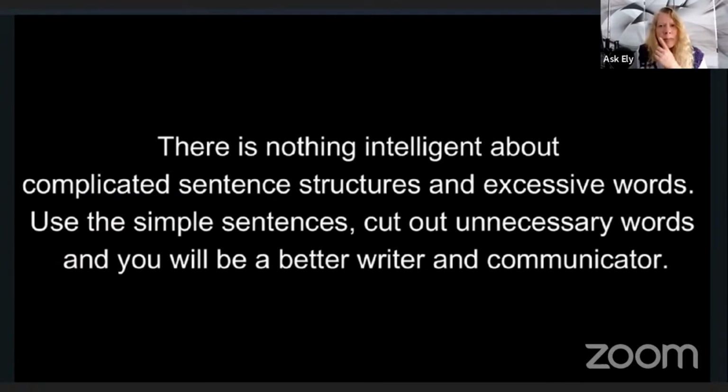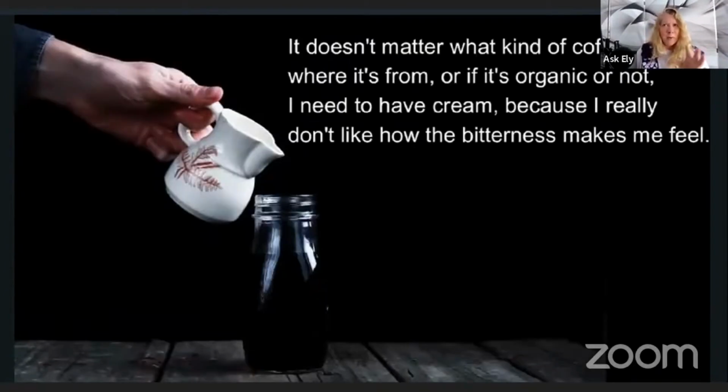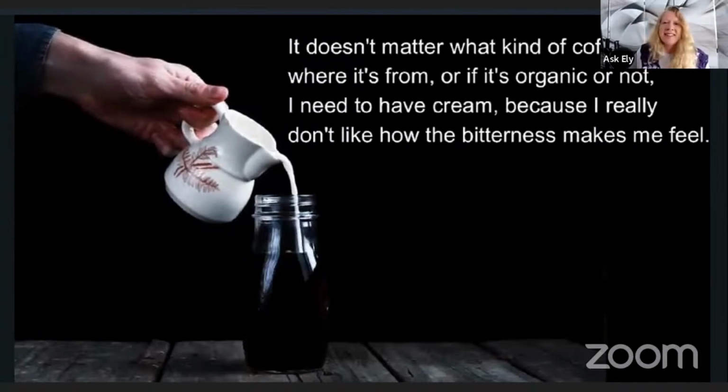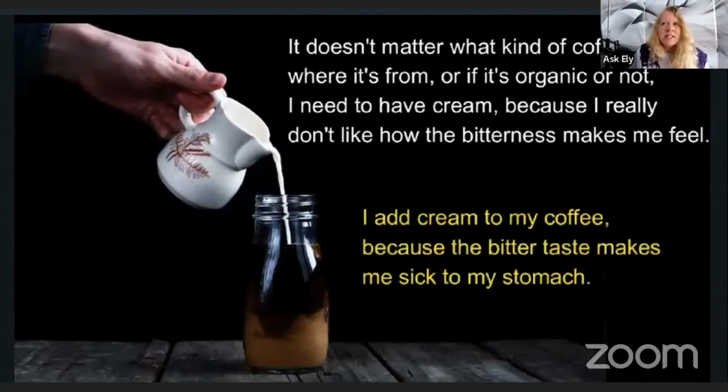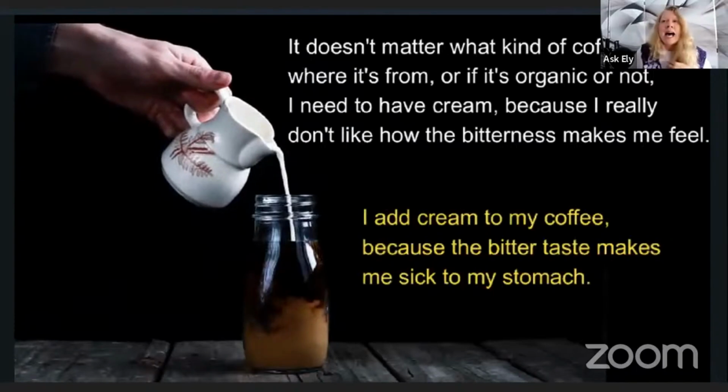So here's an example of that. It doesn't matter what kind of coffee I buy, where it's from, or if it's organic or not. I need to have cream because I really don't like how the bitterness makes me feel. Oh, really? Do I really need to know that you buy organic or you don't buy organic? What are you trying to tell me here? So let's cut out some of these words because we don't need all of those. You just need to know, I add cream to my coffee because the bitter taste makes me sick to my stomach. See, simple, direct. I cut out all the unnecessary words. They're not needed in this situation.